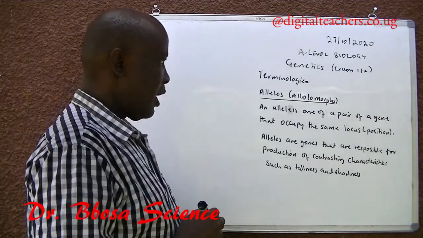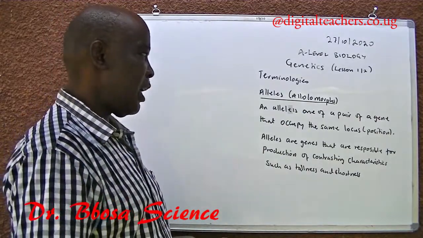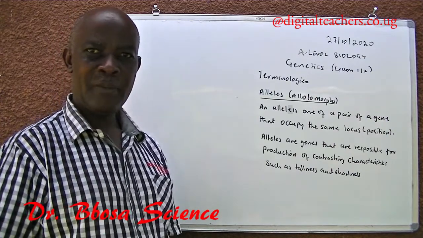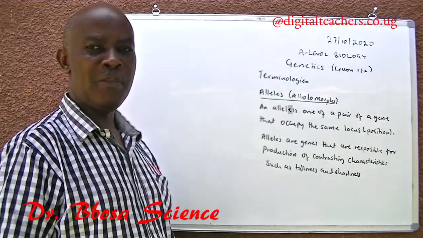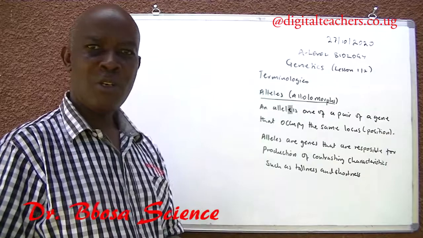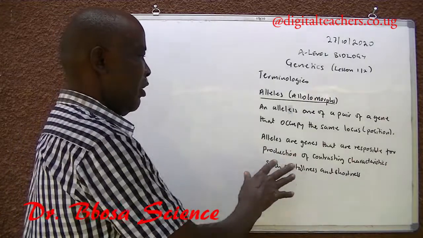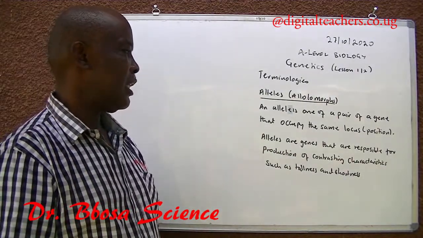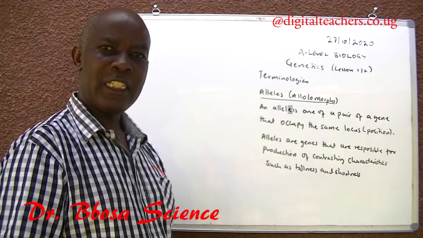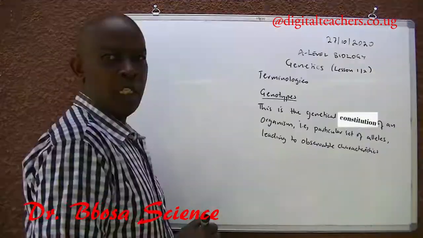Alleles or allelomorphs. An allele is one of a pair of a gene that occupies the same locus on a chromosome, or the same position on a chromosome. Either this one occupies or another one occupies that position. Alleles are genes that are responsible for production of contrasting characteristics such as shortness and tallness.